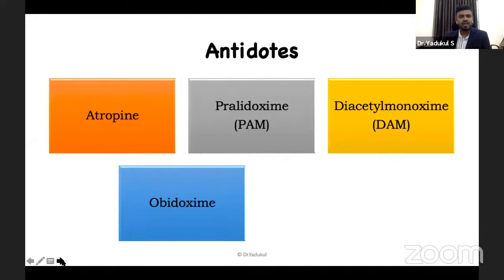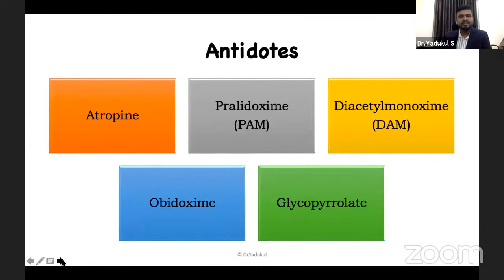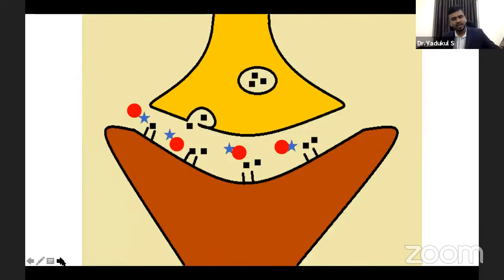Obidoxime, all three are oxime group. And then we have glycopyrrolate. So these are the commonly used antidotes in case of OP poisoning. Now we'll look back into the pathophysiology, which I told in case of organophosphorous compound.